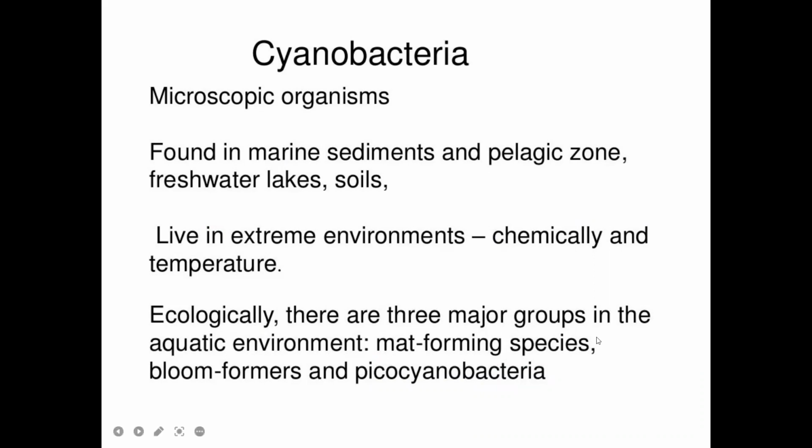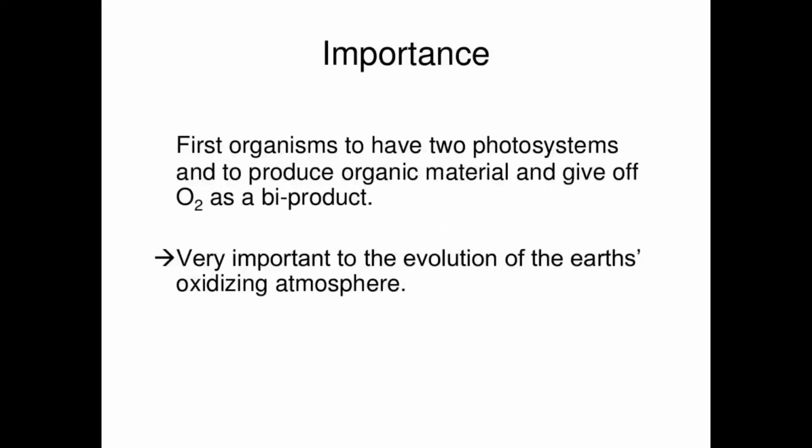And ecologically, 3 major groups are found in the aquatic environments, like mat-forming species, bloom-forming species, and planktonic species. These are the different major groups which are found in the aquatic bodies. These are the first organisms to have two photosystems and to produce organic material and give off oxygen as a byproduct. In photosynthesis, oxygen is liberated.